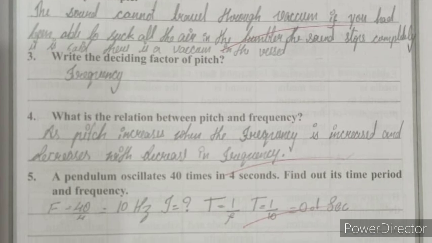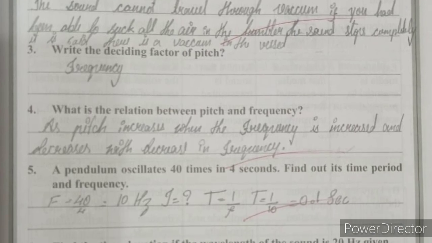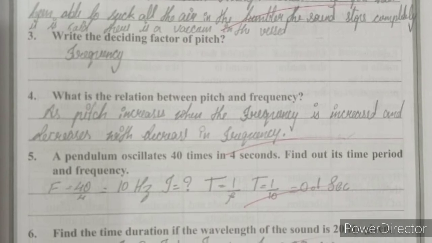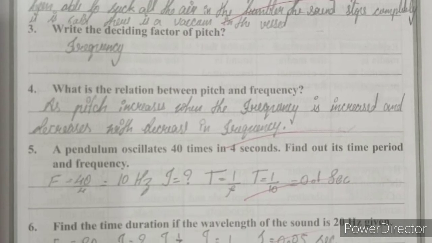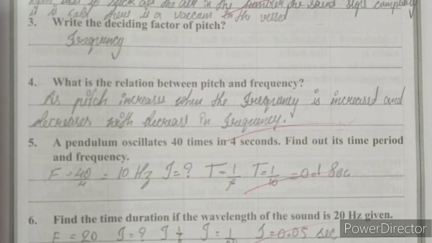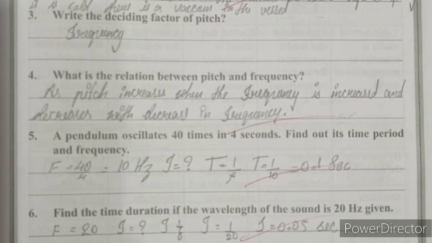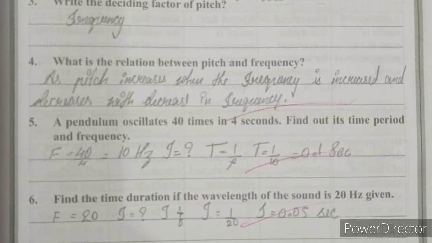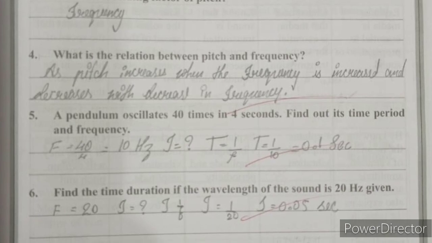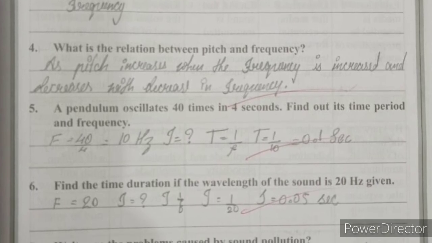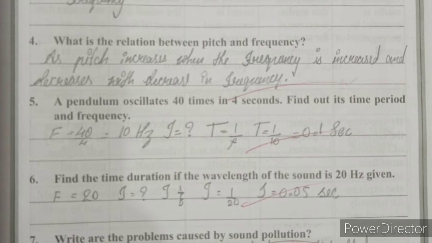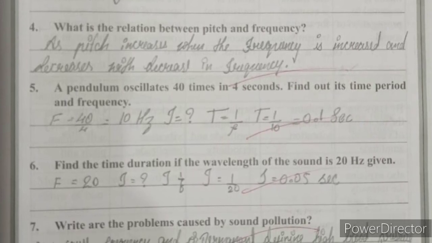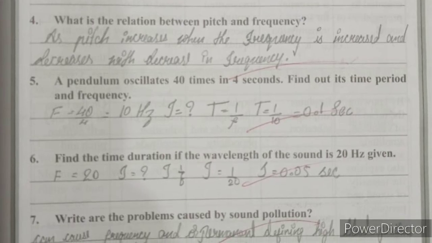Next question, a pendulum oscillates 40 times in 4 seconds. Find out its time period and frequency. F is equal to 40 by 4, which is equal to 10 Hertz. T is equal to question mark. T is equal to 1 by F, T is equal to 1 by 10, which is equal to 0.1 second. Next question, find the time period if the frequency of the sound is 20 Hertz. F is equal to 20, T is equal to question mark. T is equal to 1 by F, T is equal to 1 by 20, so T will be 0.05 seconds.